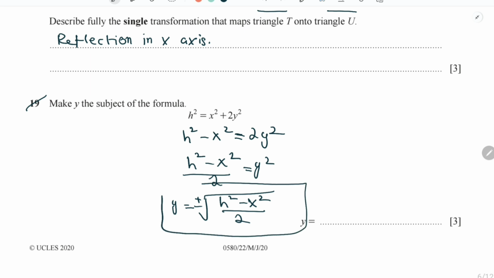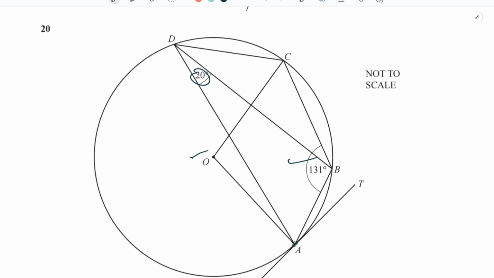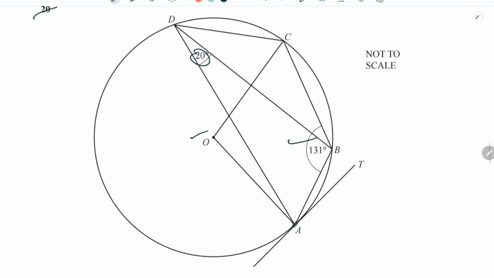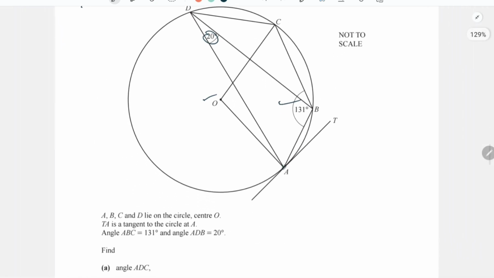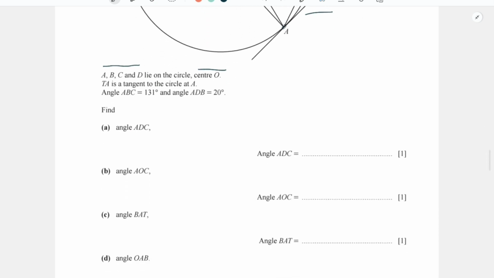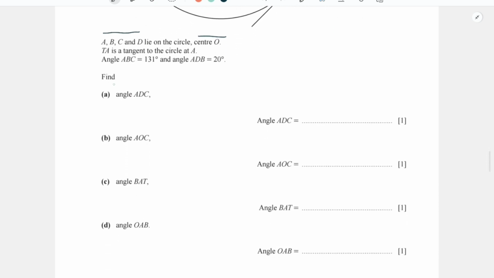This is the subject formula of this one. After this one, we have question number 20. In question number 20, we have one diagram. A, B, C, D lie on a circle with center O. TA is a tangent. Angle ABC equals 131 degrees and angle ADB equals 20 degrees. Now we see what we will find. First, find angle ADC.